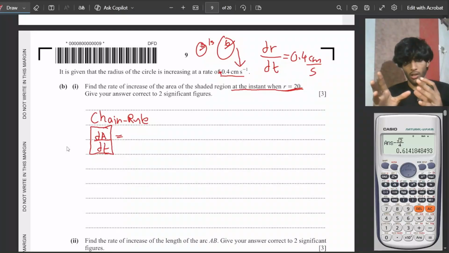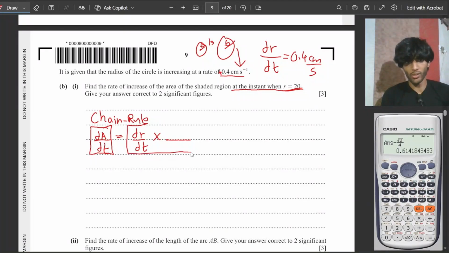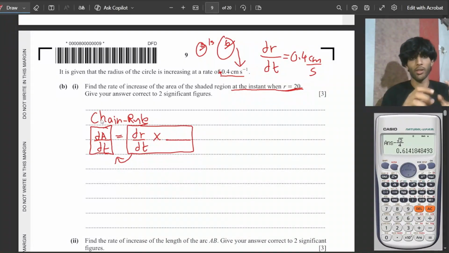Step number 1: the rate you're trying to find, you write it on the left-hand side. Then you put it equal to, and on the right-hand side, you put the rate that you know, so dr by dt. Step number 1, write the rate you're trying to find on the left-hand side. On the right-hand side, write the rate you already know. Now, what's step number 3? You multiply it with another rate, and this third rate has to be such that when you multiply it with the rate you already know, you get the rate that you don't know.